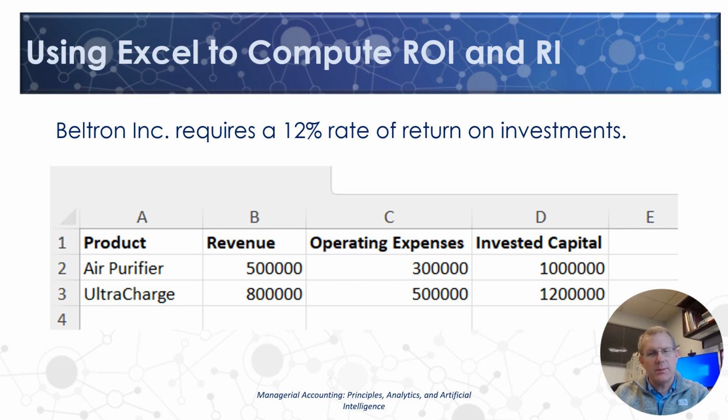Let's use Excel to compute the return on investment and residual income for Beltron Incorporated, which requires a 12% rate of return on investments. You can see that we've got information below about two of their products, the air purifier and their UltraCharge product. You can see the revenue annually for each product, the annual operating expenses, and the invested capital for each of the products.